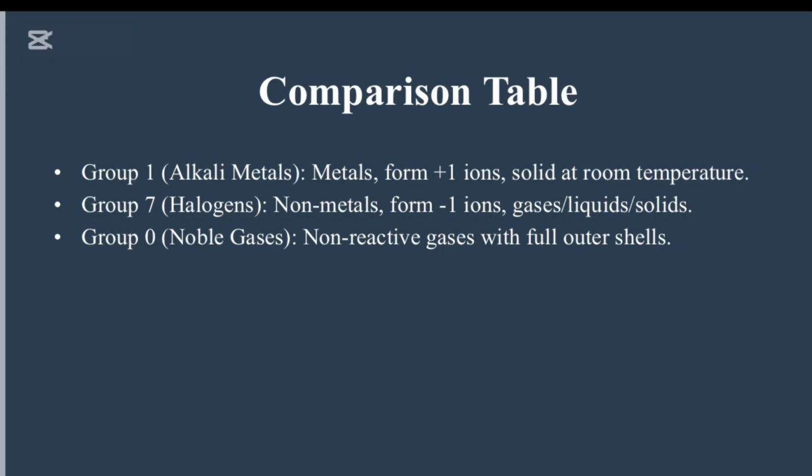Let's talk about comparing the periodic table. Group 1 alkali metals, group 7 halogens, and group 0 noble gases. You can say group 1 forms one positive ion. Group 7 forms one negative ion, and group 0 have no charge because they are unreactive. And group 1s are solid at room temperature, while group 7 are gases, liquid, and solid at room temperature, depending on which halogen.